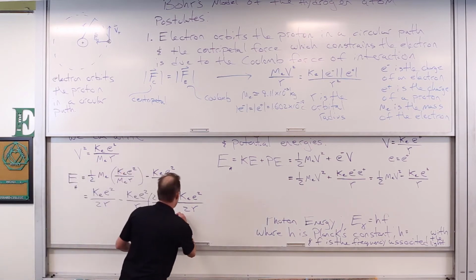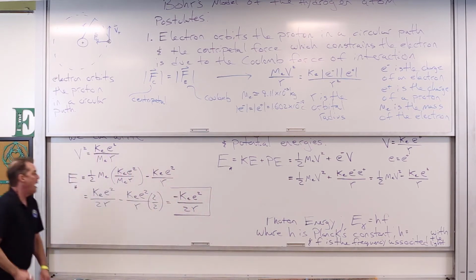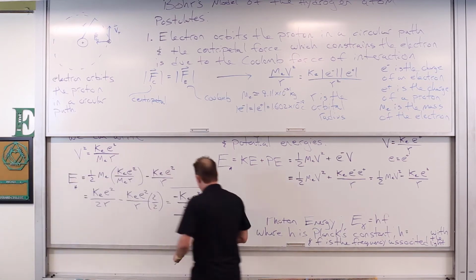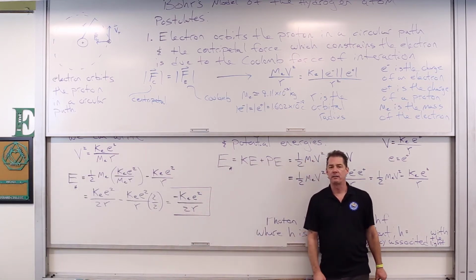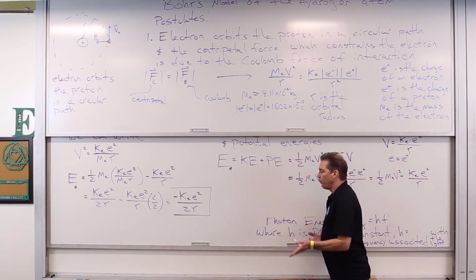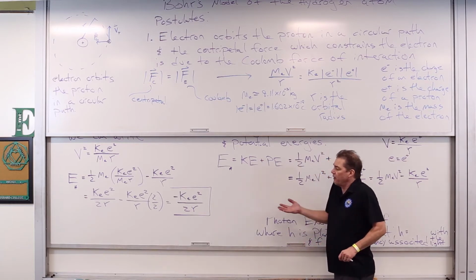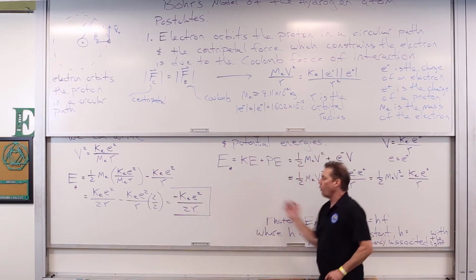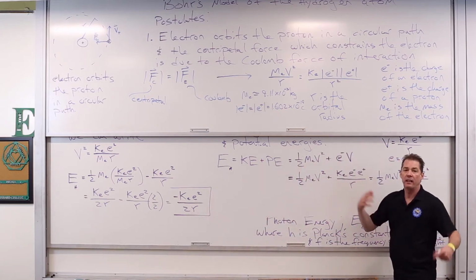There is the energy of the hydrogen atom. What does it depend on? Well, in this theory, it depends on the orbital radius. That's it. We trace it all the way back to how far the electron is from the proton. That's r. The further away it is, the more energy it has.